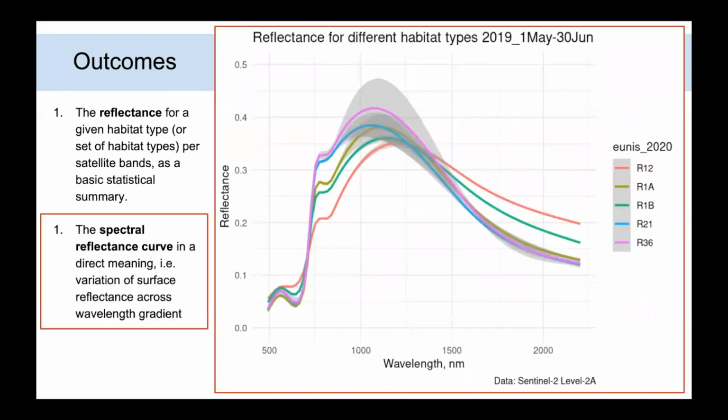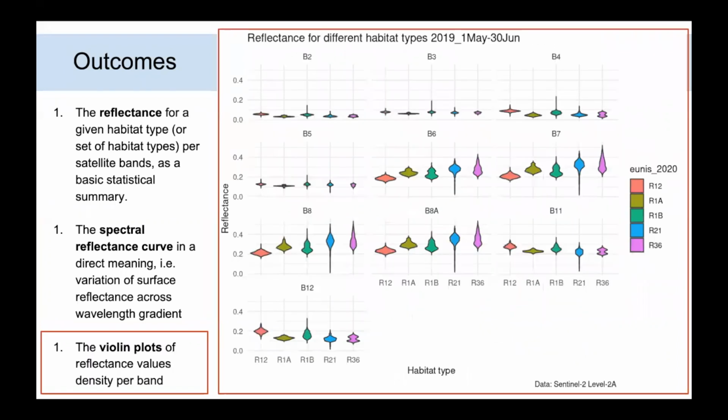Second, we have smooth spectral reflectance curves in a direct meaning, which means variation of surface reflectance across the wavelength gradient. And the third, violin plots of reflectance value density per band. These three visualizations helped us to understand the data better and to draw conclusions about reflectance dynamics for given habitat types and to make assumptions for further analysis.